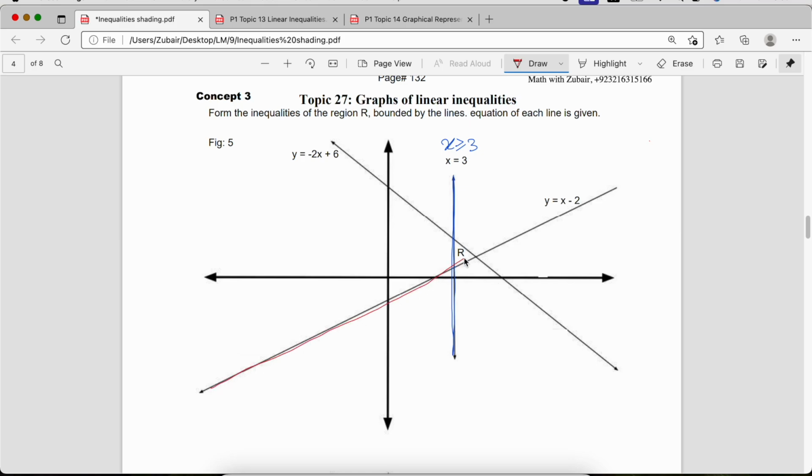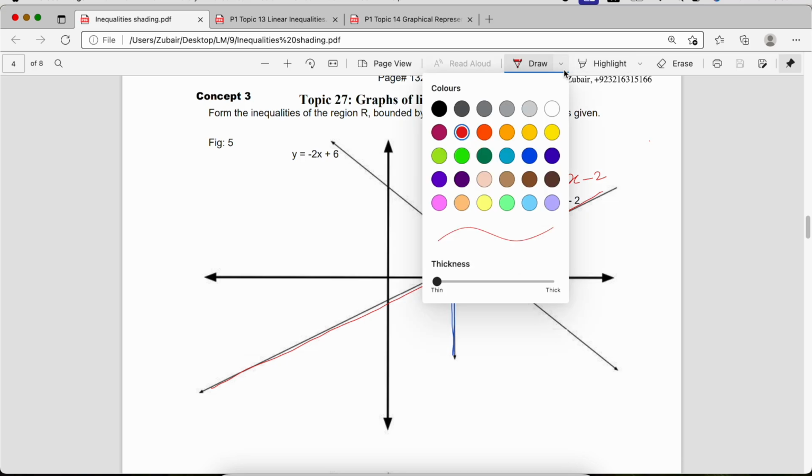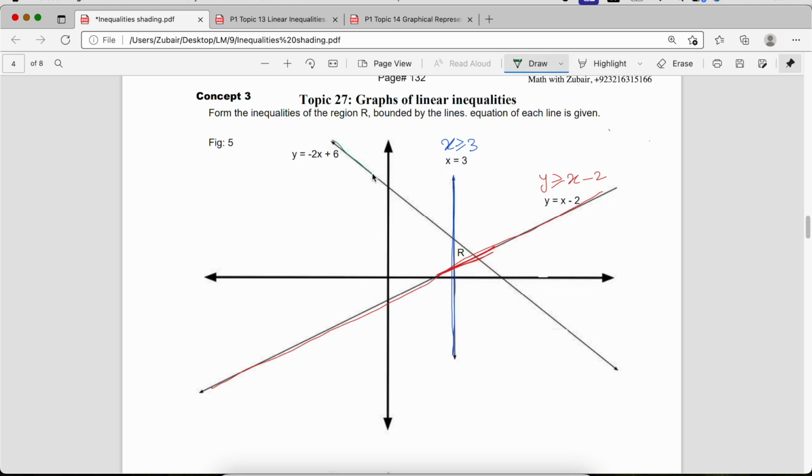Then this line with the positive slope and negative y-intercept, which is y equals x minus 2, region R is on the upper side of this line, so y is greater than or equal to x minus 2. The third line in green, that is negative gradient and positive y-intercept, so y equals minus 2x plus 6. The region R lies below this line, so y is less than or equal to minus 2x plus 6. So these are the 3 inequalities which would define the given region.